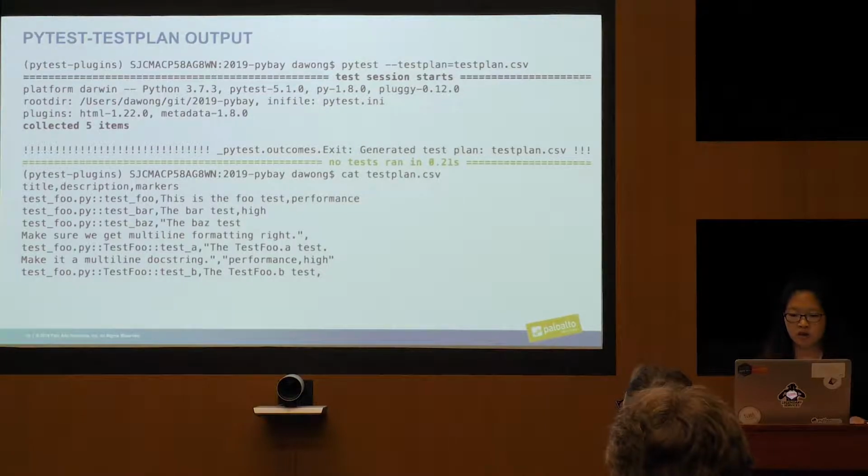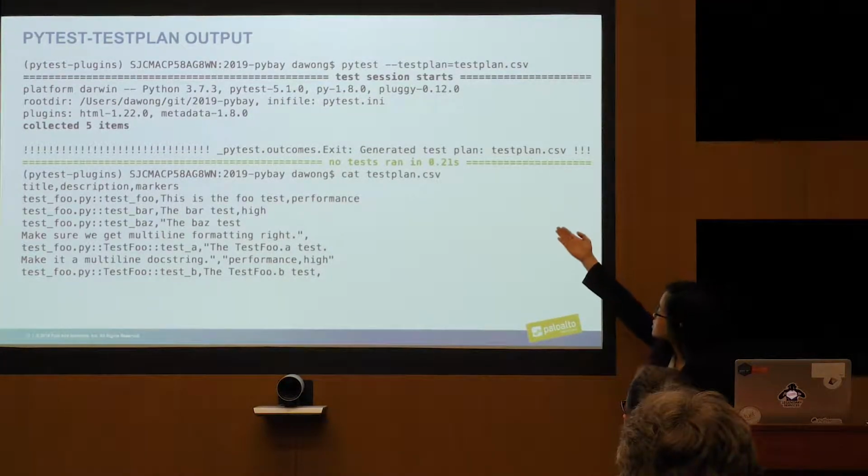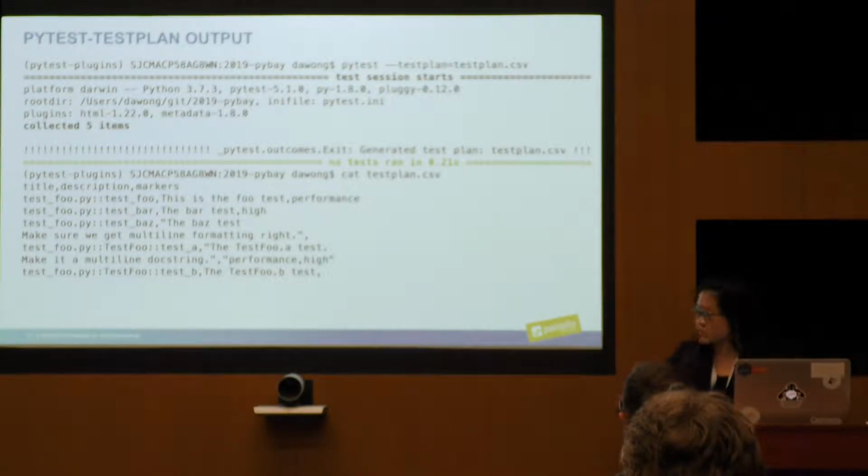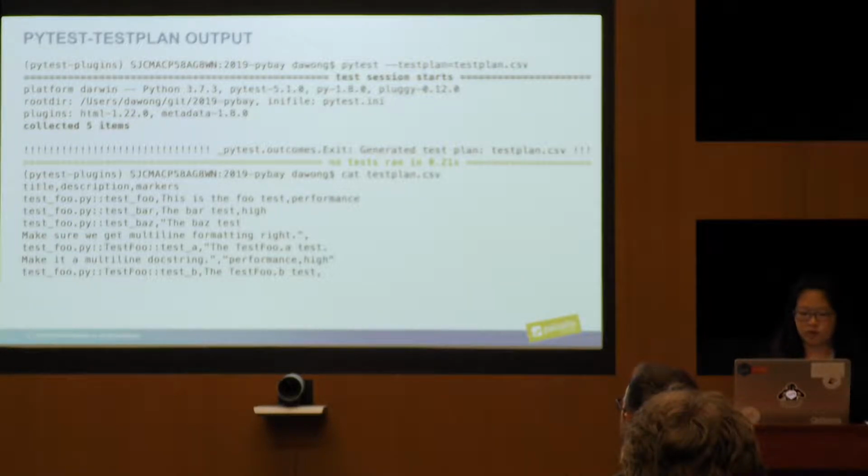testplan.csv. And as you see, this message says that none of the tests ran, which is what we wanted. We wanted just to generate the report, not run any tests. And then I've displayed the CSV for you at the bottom. And then there you go.